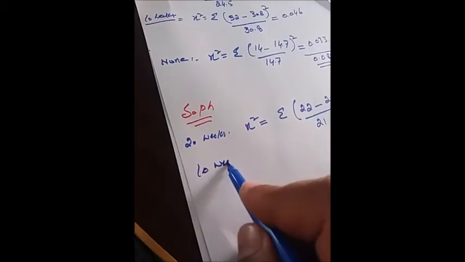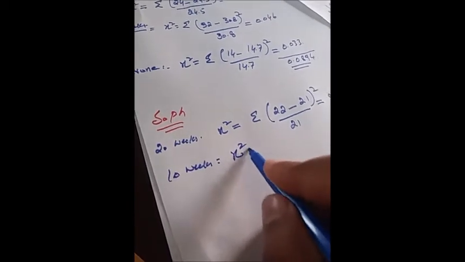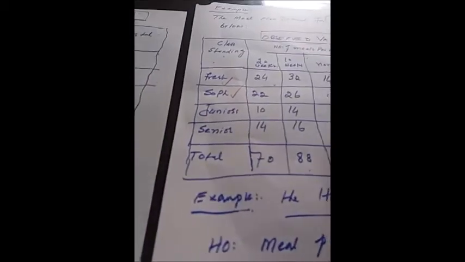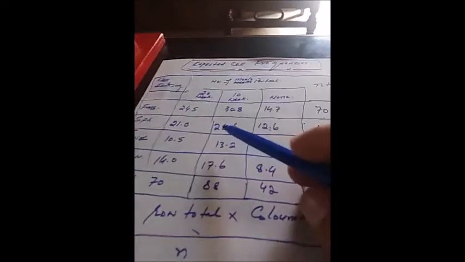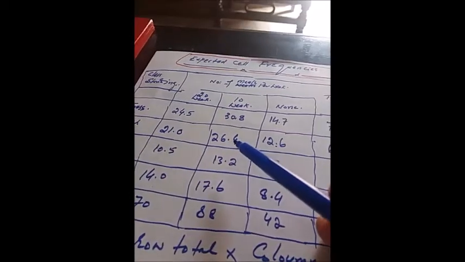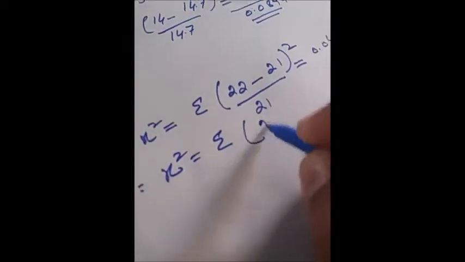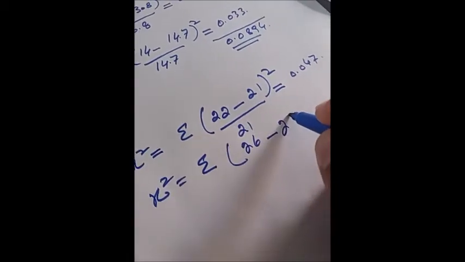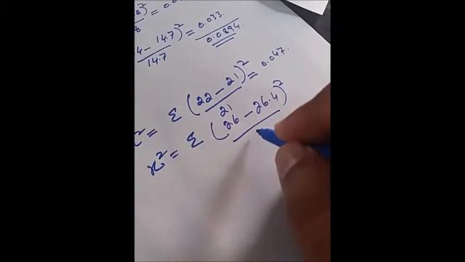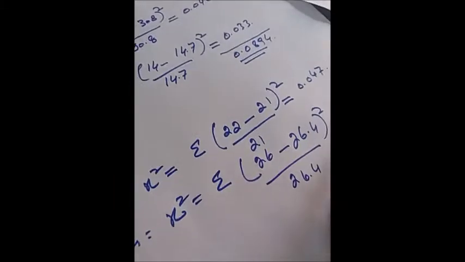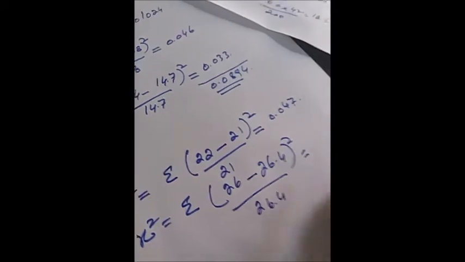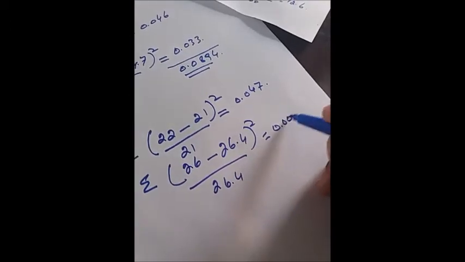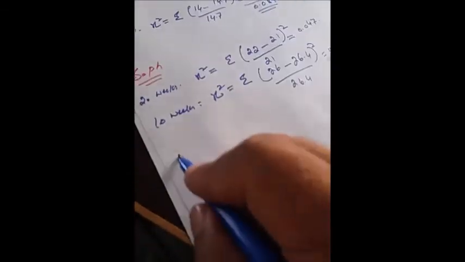which is equal to 0.047. For 10 weeks, chi square is equal to the sum of all cells, which is equal to 26 for observed and 26.4 for expected. 26 for observed minus 26.4 expected whole square divided by 26.4. The result of this will be 0.00006.